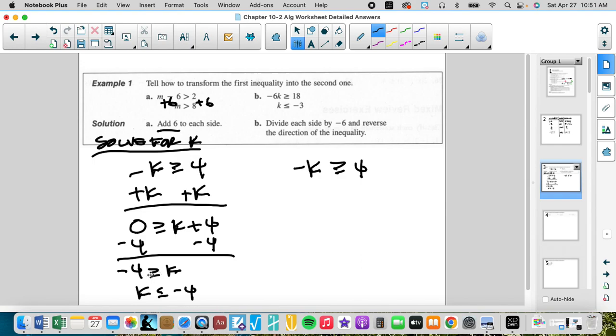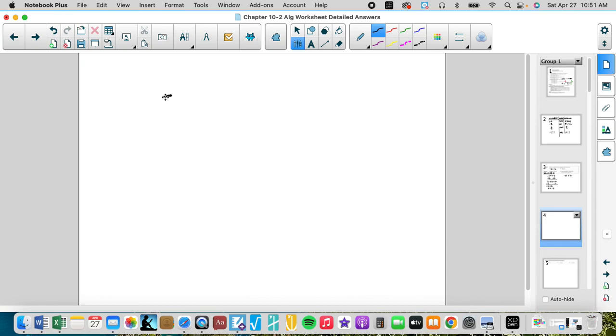If we write the variable first, we notice it's eating the negative 4. When we rewrite it, we get k is less than or equal to negative 4. So notice that in order to make our k positive, when we move it across the inequality, we make it positive. It's on the left side. When we move it to the right side, we change its sign. That's going to be the case for anything.